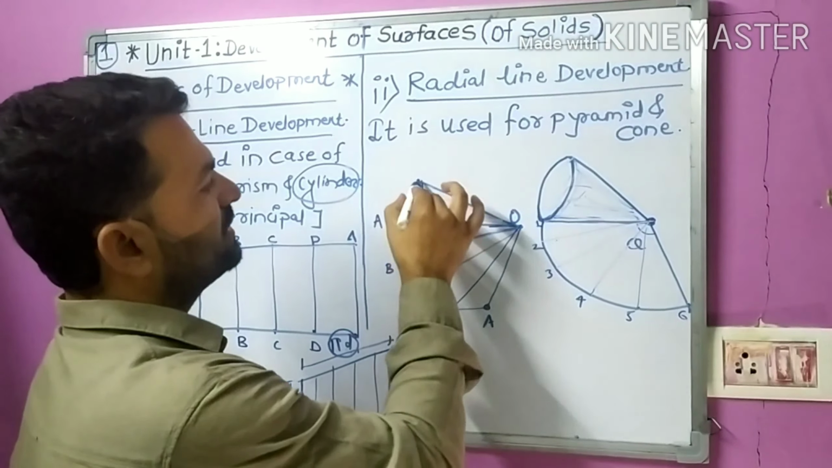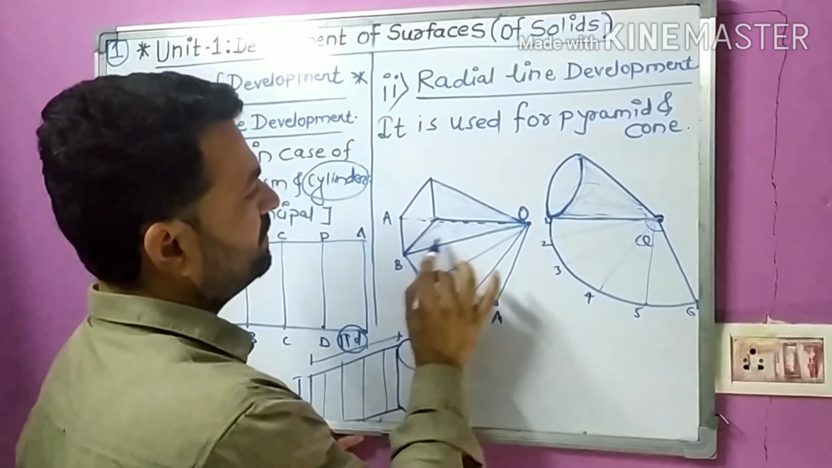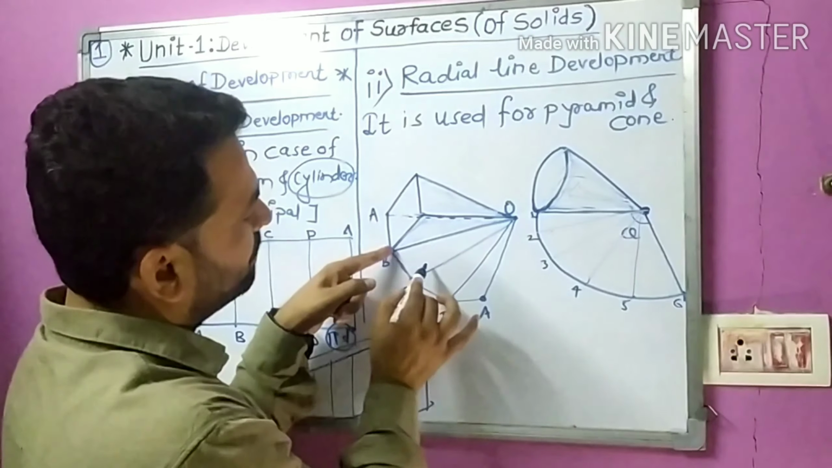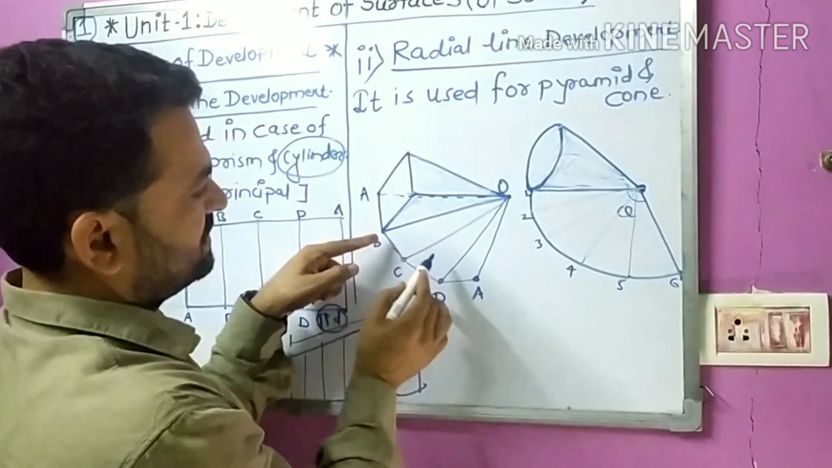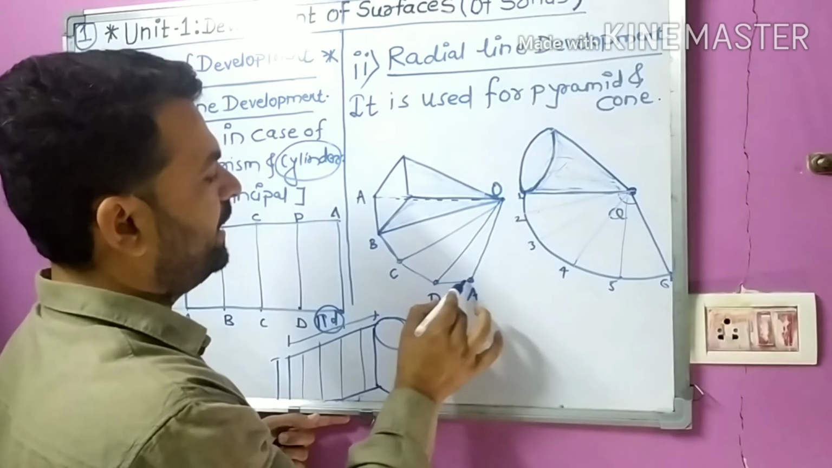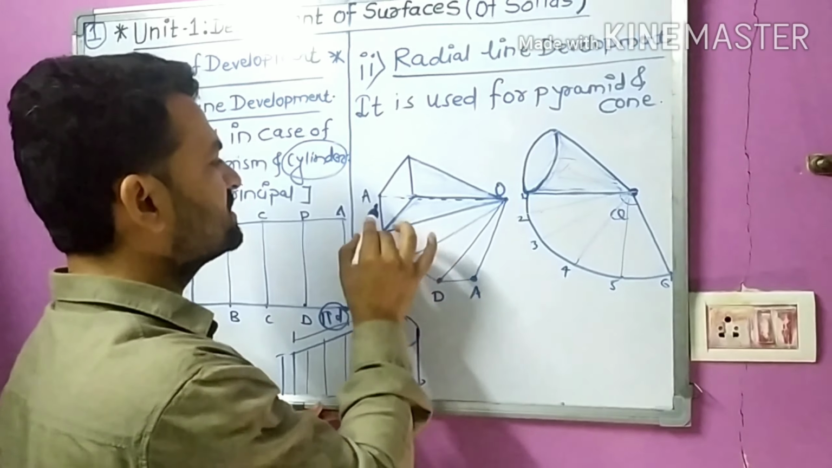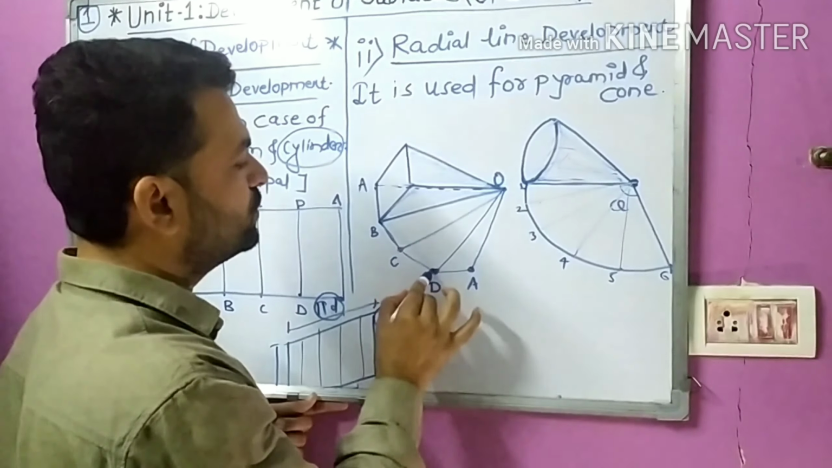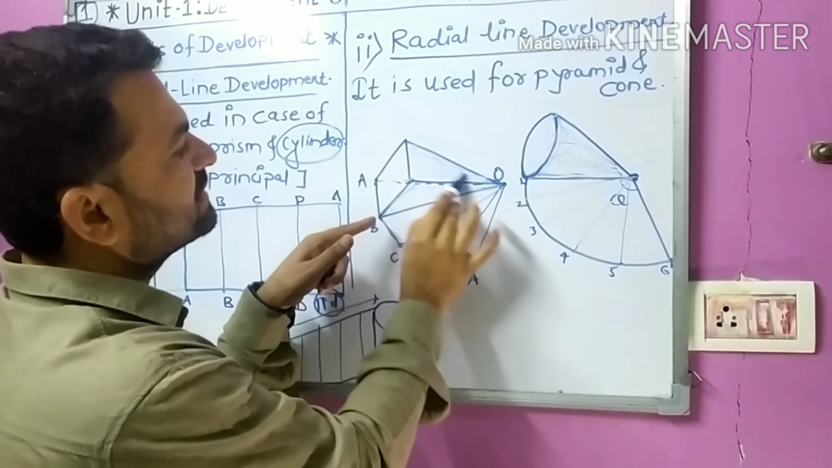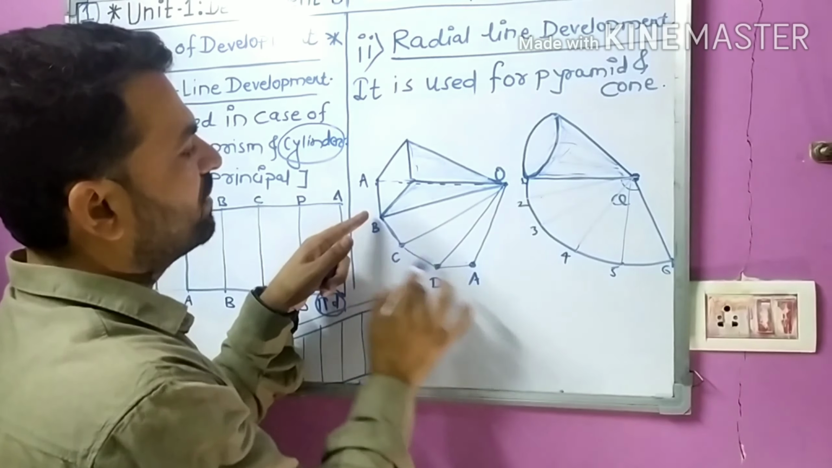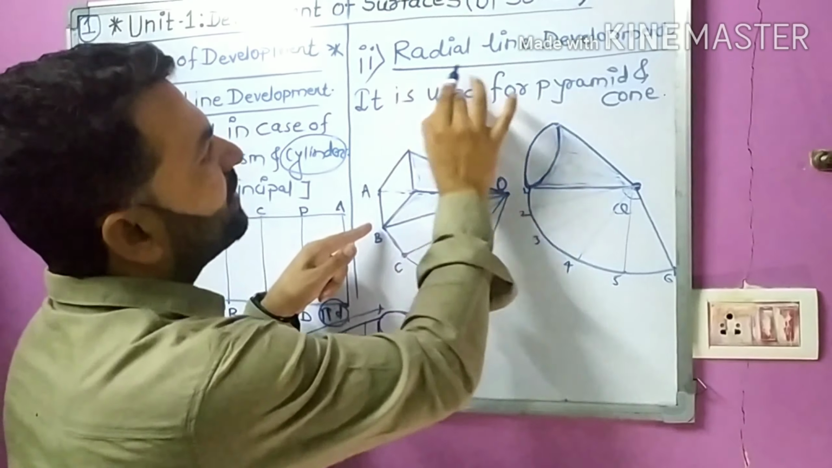Here I have drawn a 3D diagram. Consider this a square pyramid, and if I have to develop it, I have to cover this surface radially. So this is the radial line method. So A, D, C, B, and A. This is the development, meaning A to B, B to C, C to D, D to A. If all these are covered onto this surface, these slant surfaces, it will be the development of this pyramid. So this method is known as the radial line method.